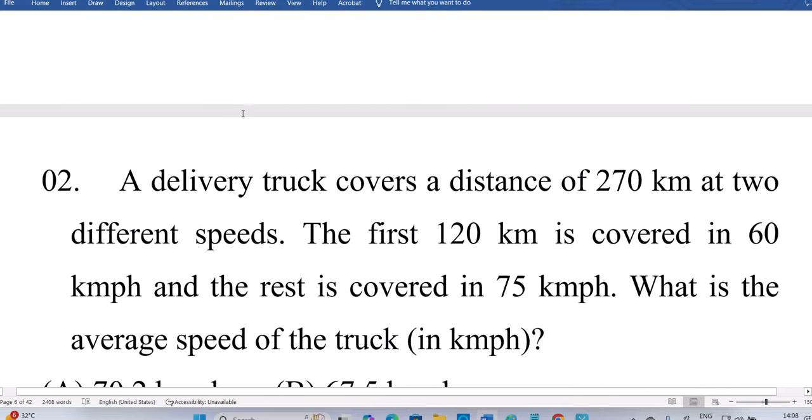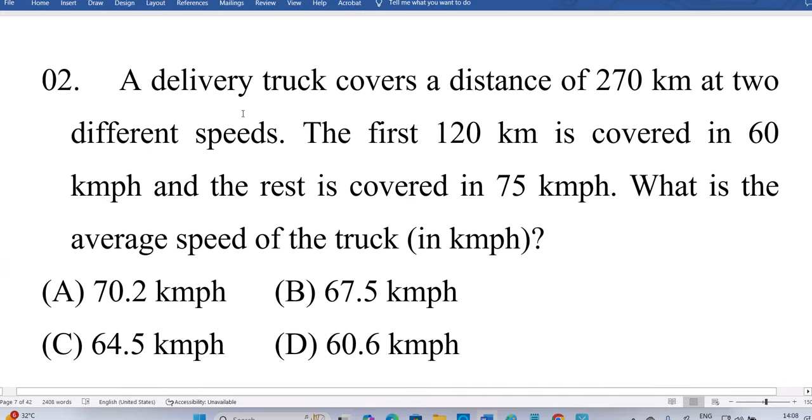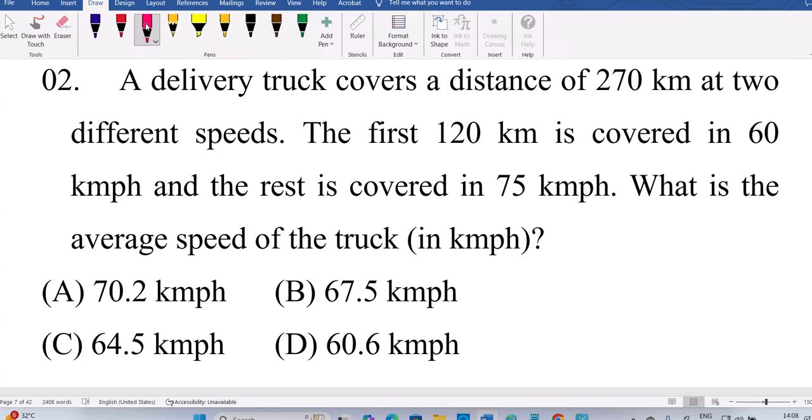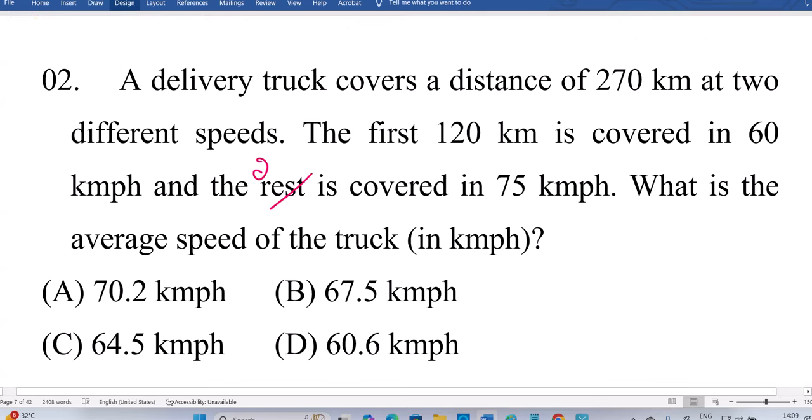Now let's see about this question. What topic is this? Time, speed and distance, particularly average speed they are asking here. A delivery truck covers a distance of 270 kilometers at two different speeds. The first 120 kilometers is covered at 60 and the rest at 75 kilometers per hour. What's the rest distance, my dear? Total distance how much? First 120 complete. Next, remaining means 150.